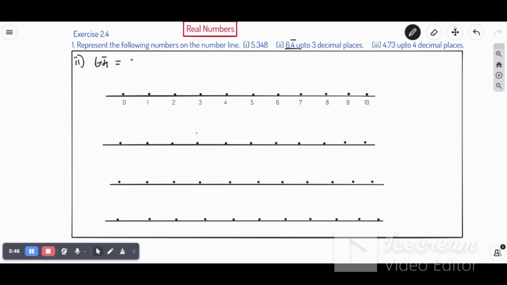How can you write it? You can write it as 6.444, but it goes on, right? But you need only 3 decimal places. So I am stopping here. So first of all, let's start our question.